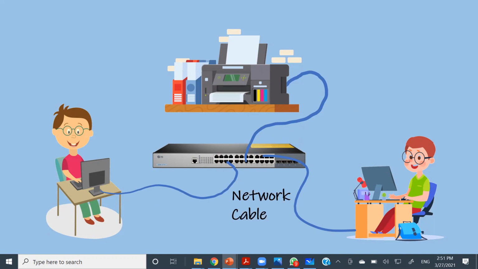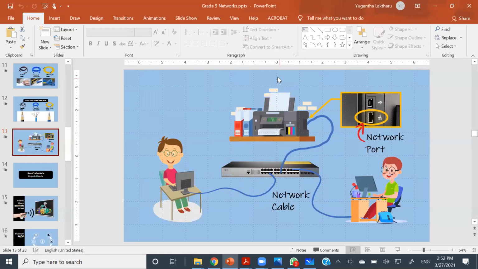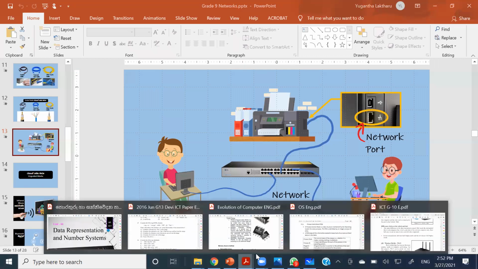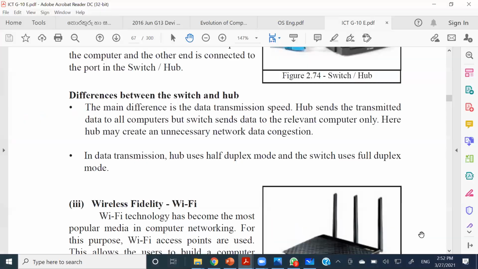Because of that, we say the switch is an intelligent device and the hub is a dumb device. Because of the behavior of the hub and the switch, the hub creates unnecessary data traffic, and the switch will not create unnecessary data traffic. Other than that, there are some differences in physical appearance as well as the ports that the hub and the switch contain.